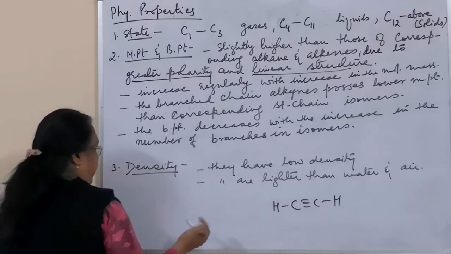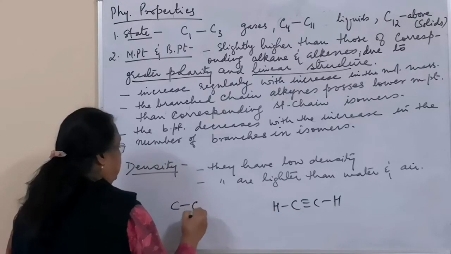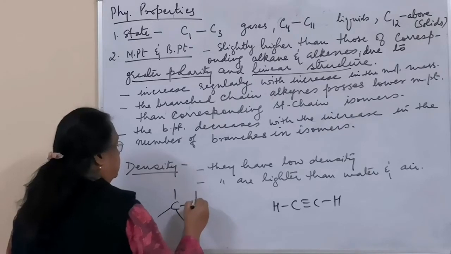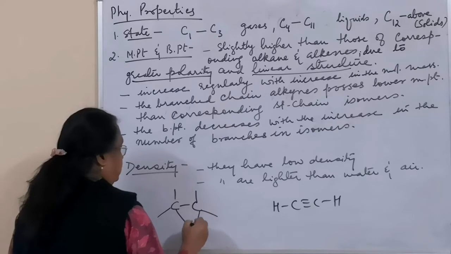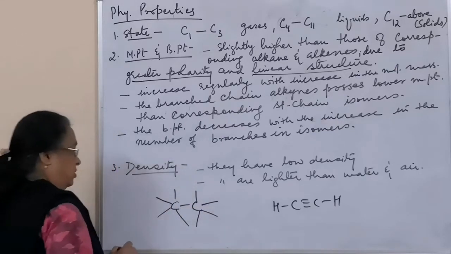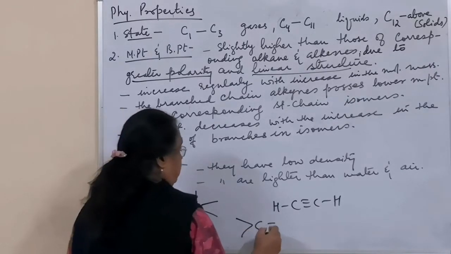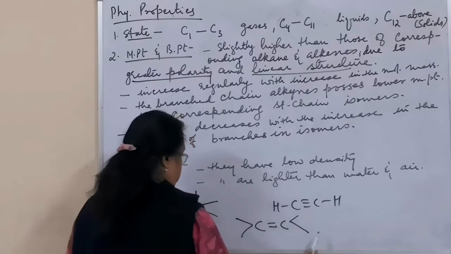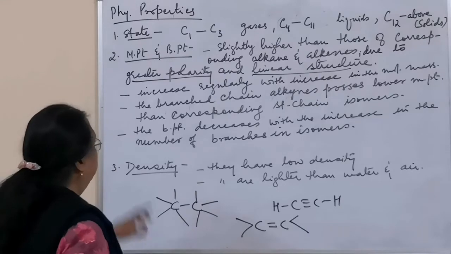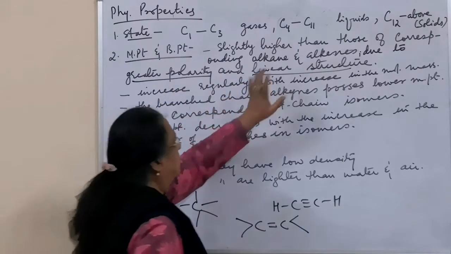Whereas if I talk about 2 carbons, ethane does not have a linear structure; it has a tetrahedral structure. So 1, 2, 3 and this is 4. So it's not a linear structure for ethane, and ethene is also not linear, but ethyne has a linear structure. So it is because of the greater polarity and linear structure.